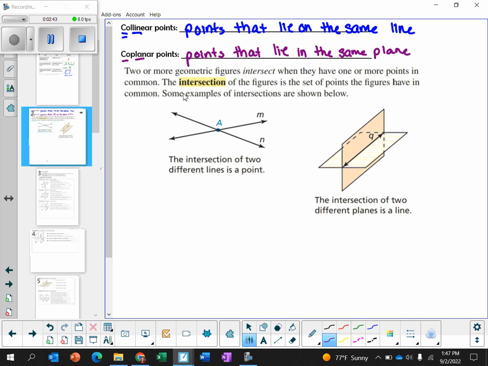So two or more geometric figures intersect when they have one or more points in common. So the intersection of the figures is the set of the points the figures have in common. So if I have two lines intersecting, they intersect at a single point. But if I have two planes intersecting, they would intersect at a line because it's going to be an infinite number of points where they intersect with each other.